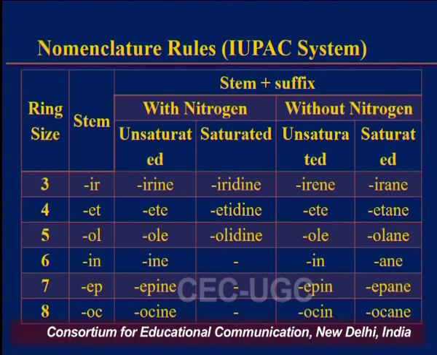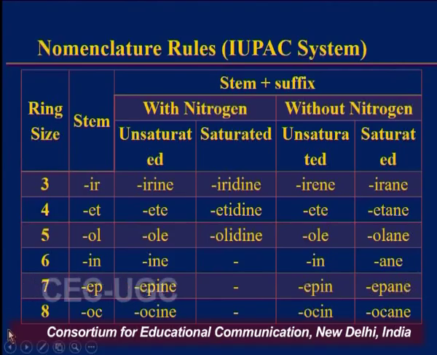And the second rule was that we have to choose a specific suffix. For choosing a specific suffix, it will depend on whether the ring has nitrogen or not. So the second and third columns show whether the ring has nitrogen or not, with nitrogen and without nitrogen. Further, that has been broken down into whether the ring is unsaturated or saturated.